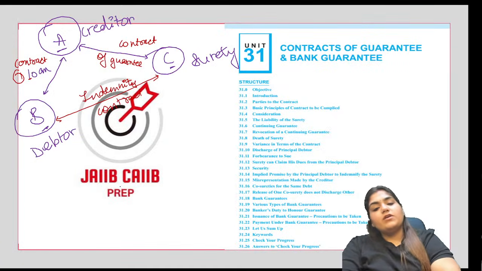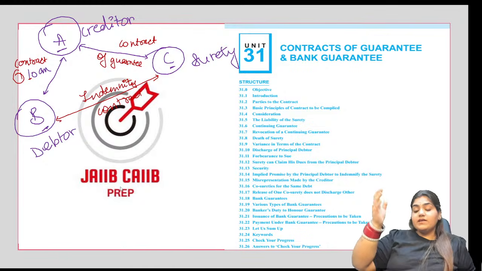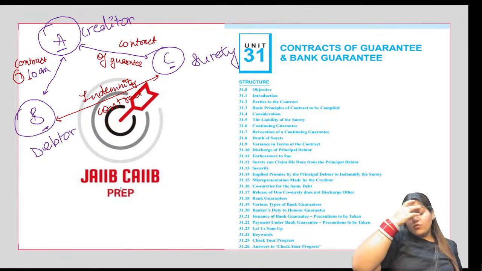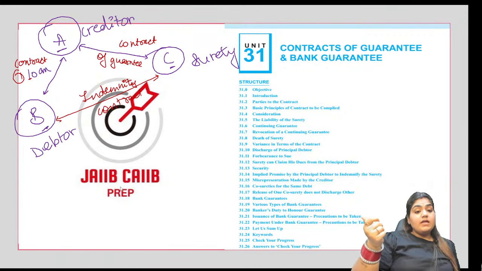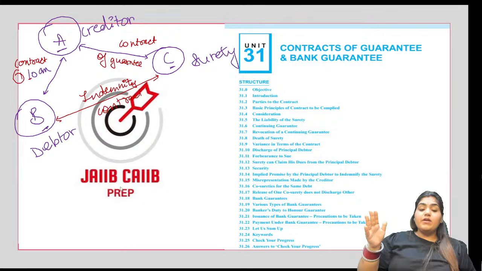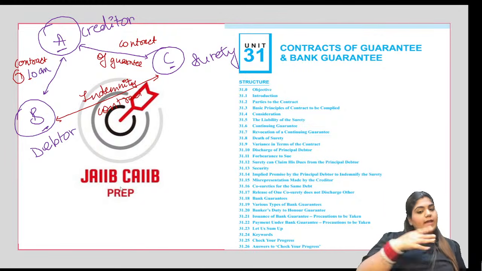Now we have contract of guarantee. Contract of guarantee talks about three persons. There is a guarantor, there is a debtor, there is a creditor. Creditor says to debtor that I'll give you a loan only if there is a person who takes a surety on you. There is a contract between the surety and the creditor that if the debtor does not pay you, I'll pay you.